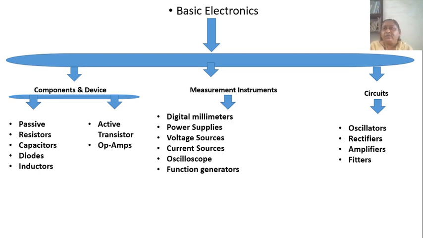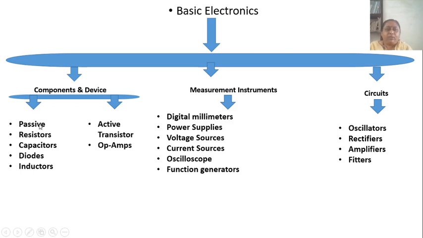Advantages of electronic devices: they play a very important role in our daily life, like computer, television, mobile phone, pen drive, digital camera, etc. Basic electronics is divided into three parts: first, components and devices; second, measuring instruments; and third, circuits. Components and devices are also divided into two parts, passive and active.